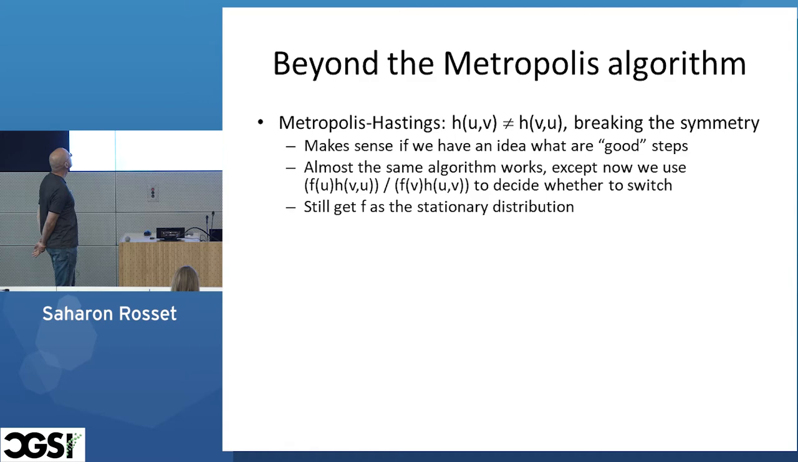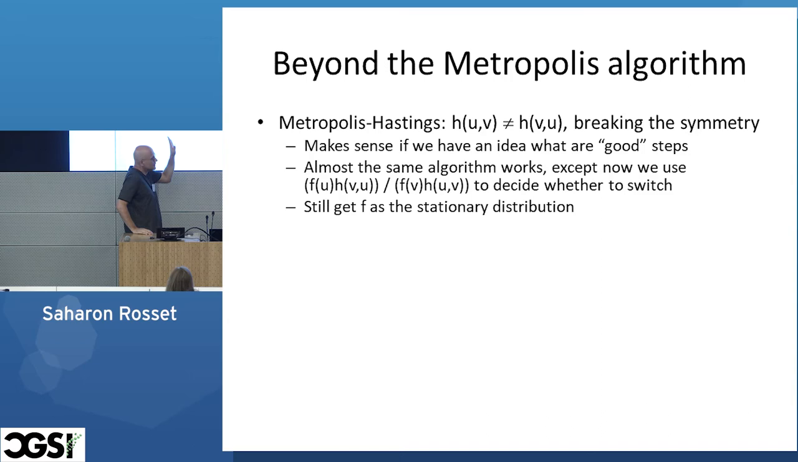I'm going to say a few words on more advanced versions of MCMC. One is Metropolis-Hastings, which is actually not a very important difference. The point in Metropolis-Hastings is that we do not require h(u,v) to be equal to h(v,u), so moving in one direction is not the same as moving in the other direction, as we required before. That might make sense because we may know some things about f that tell us good directions to move in and less good directions. With Metropolis-Hastings, we can use this knowledge. What we do is we change the rule, from just looking at the ratio of f(u) to f(v) to looking at the ratio of these products, f times h in the two directions. And then we still get the right stationary distribution.